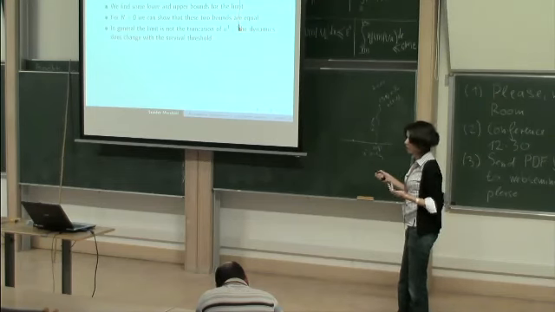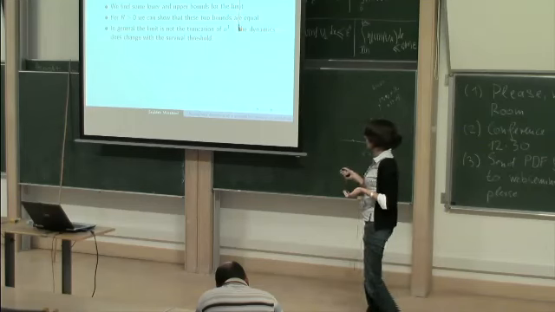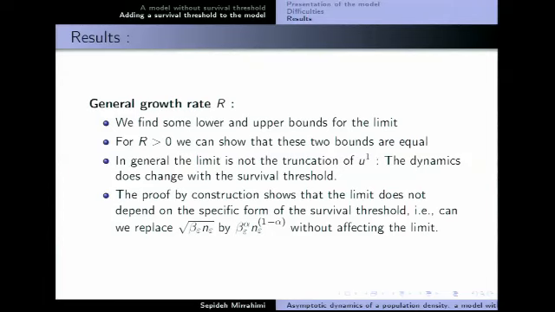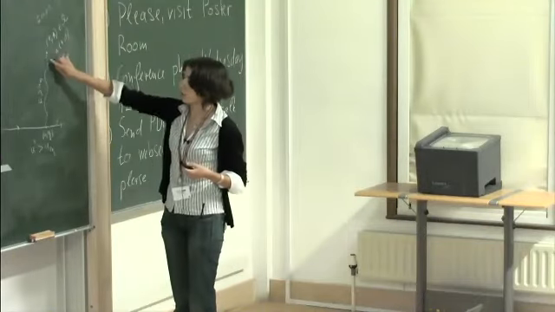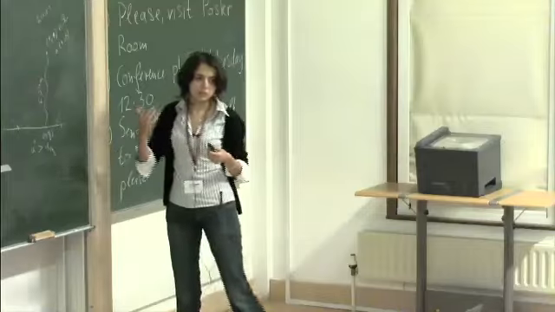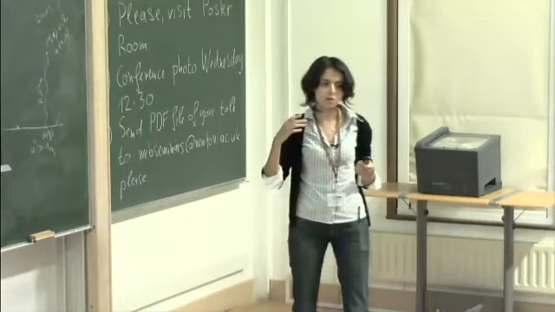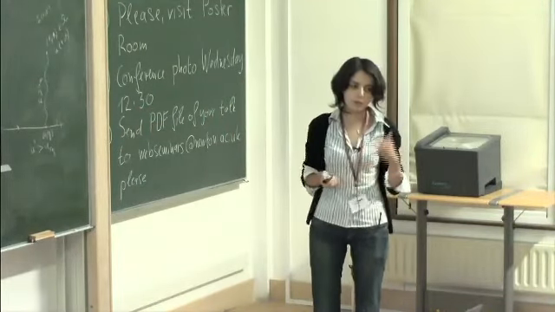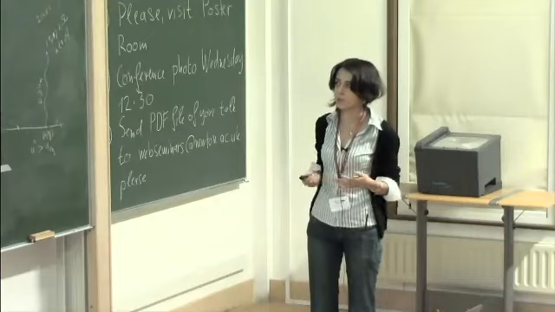For this I already gave you an example. Also, our proofs are by construction, and the construction shows that the limit doesn't depend on the specific form of the survival threshold, and we can replace it by another power. We can already see it: if this was true, then we are just cutting the trajectories at um, and it doesn't really depend on how we have cut it with the model with epsilon terms.